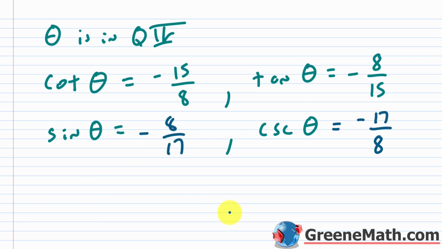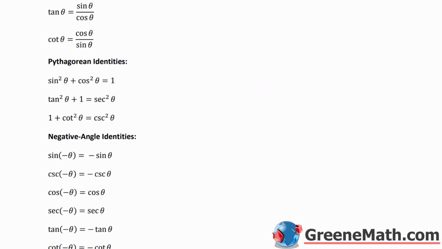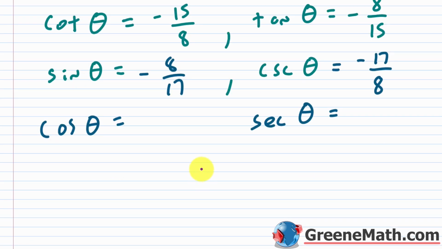Now, we still need our cosine of theta, and we need our secant of theta. So what can we use for this? Again, a lot of different strategies, but I would use the identity where we say that sine squared theta plus cosine squared theta equals 1. So let's come down here and say that your sine of theta is negative 8 over 17. So you would want, let me write this out first.